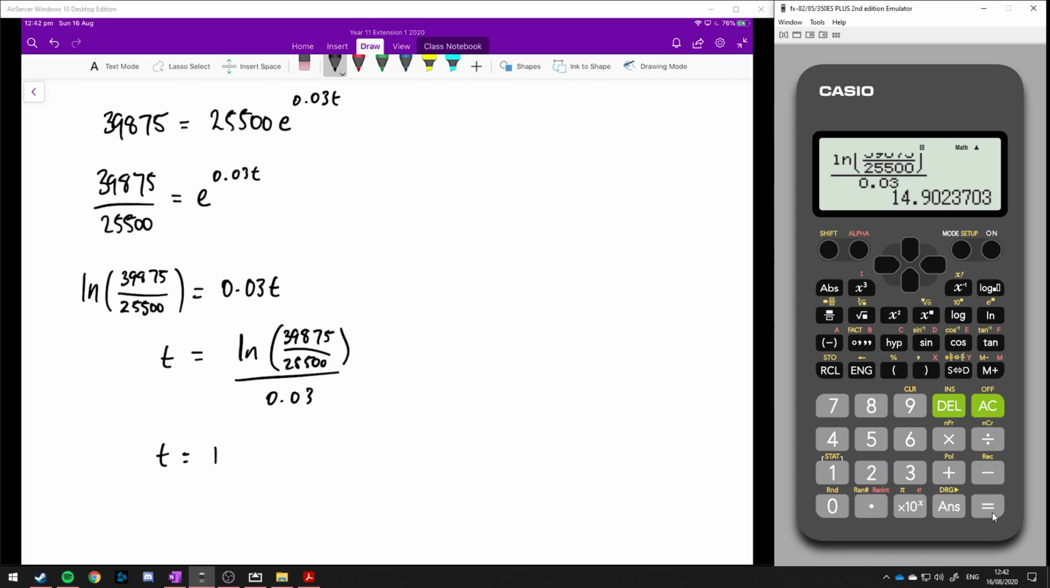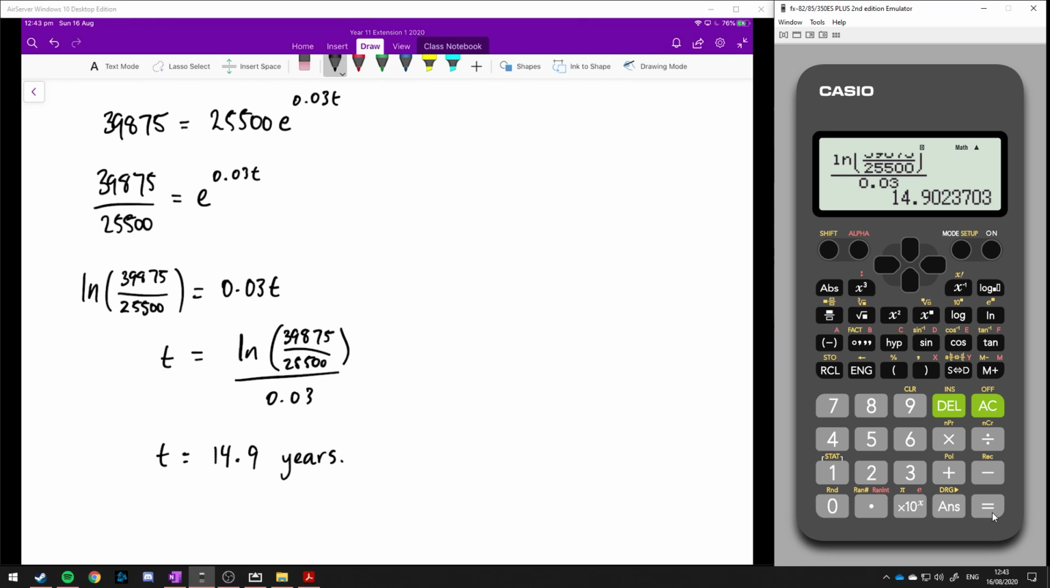So the time when the population will reach this is 14.9 years. Now, we can have a decimal for time because time is a continuous variable, whereas a population is only discrete numbers. So 14.9 years can definitely pass because it just means 14 years has passed and almost the 15th year has passed before it hits that number.